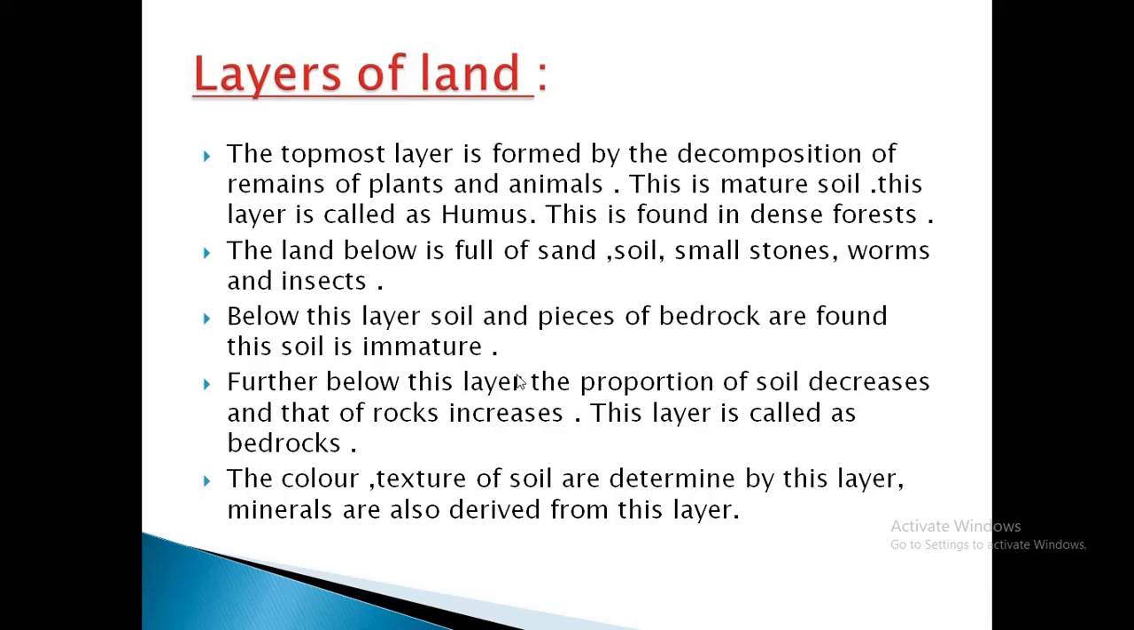Further below this layer, the proportion of soil decreases while the proportion of rock increases. This layer is called bedrock. The color and texture of soil are determined by these layers. And we know that minerals are also derived from this layer, that is, the bedrock.